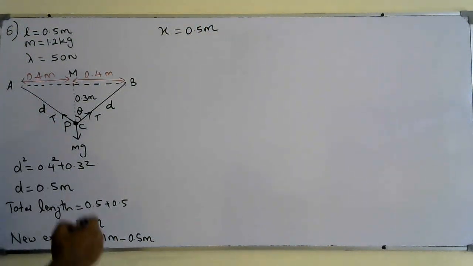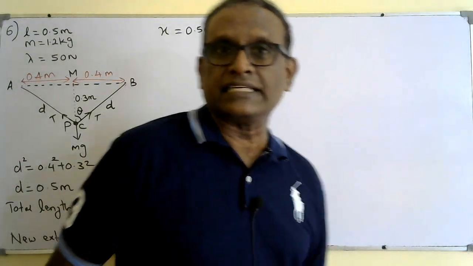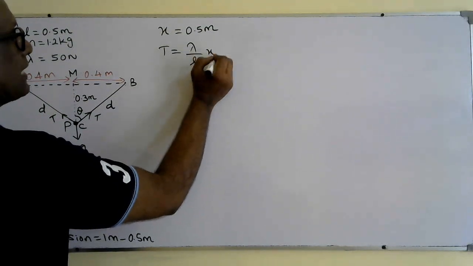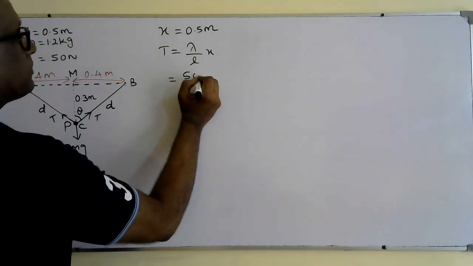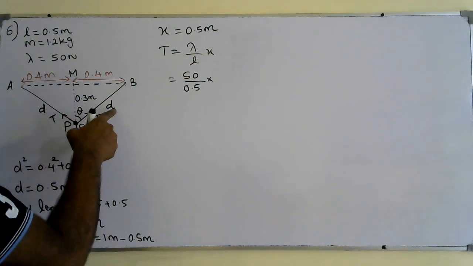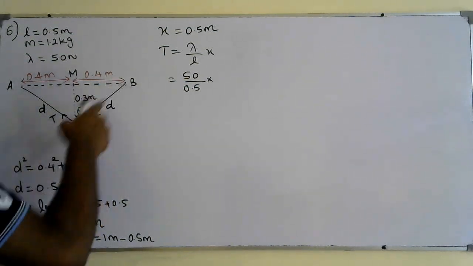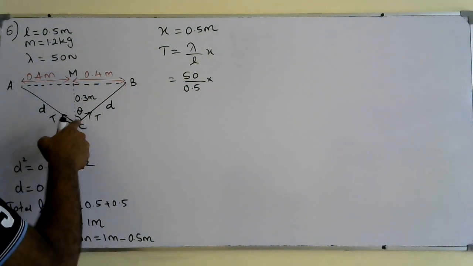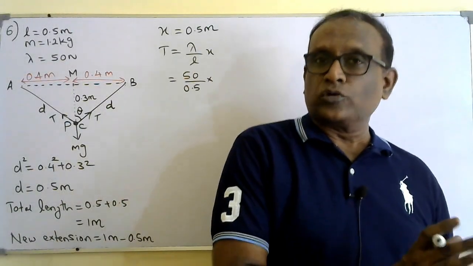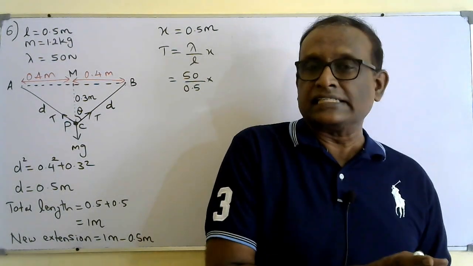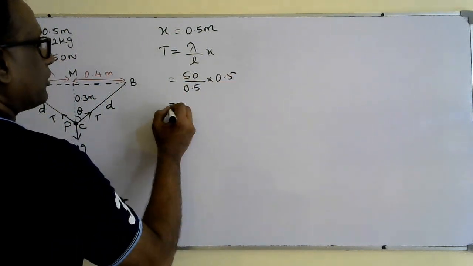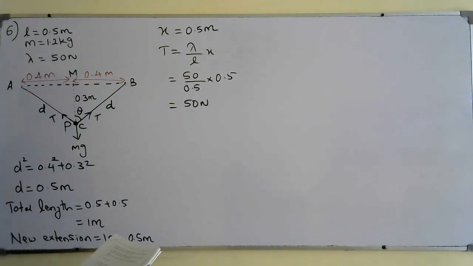Okay, so what could be the tension of the string? We can find it. The new tension T equal lambda over L into x. So lambda we found it 50, the first part. L we know 0.5 meter. Extension now, the total extension is, we found it, D we found it on one side, CB that is 0.5. Total length of the string is 0.5 plus 0.5, which is 1 meter. 1 meter minus 0.5 is the natural length. So if you subtract the initial length, you will find the extension, which is 0.5 meters. So the tension is going to be 50 Newton.